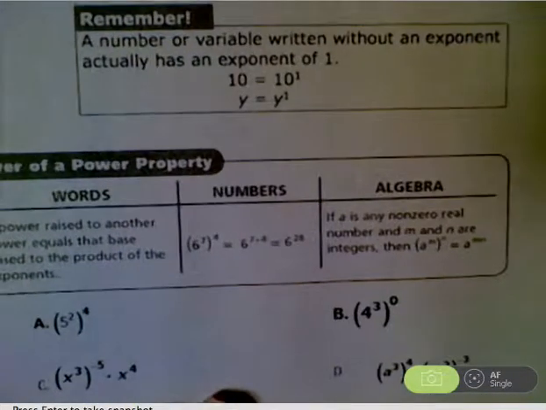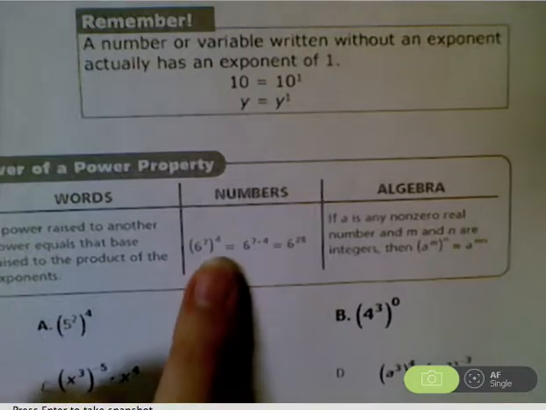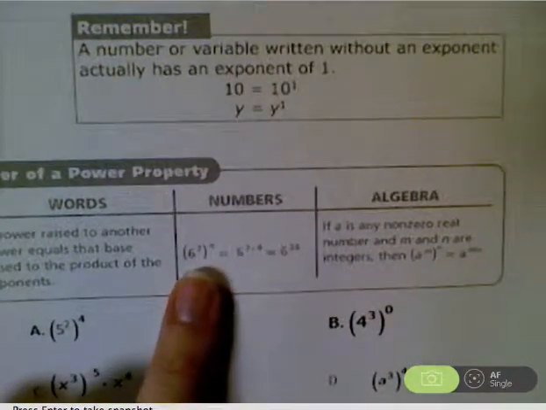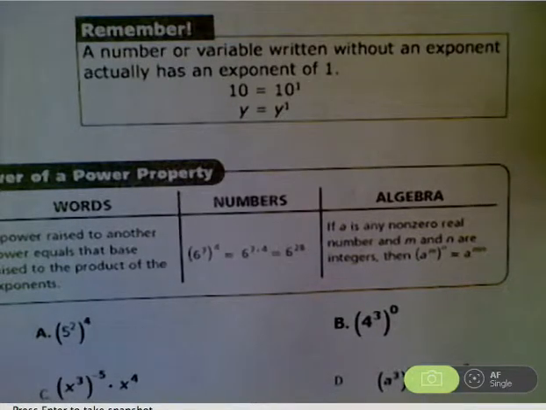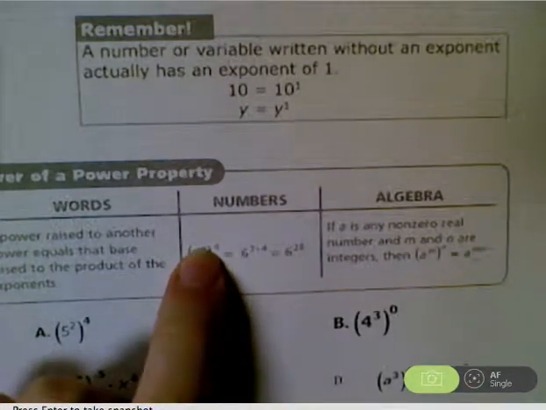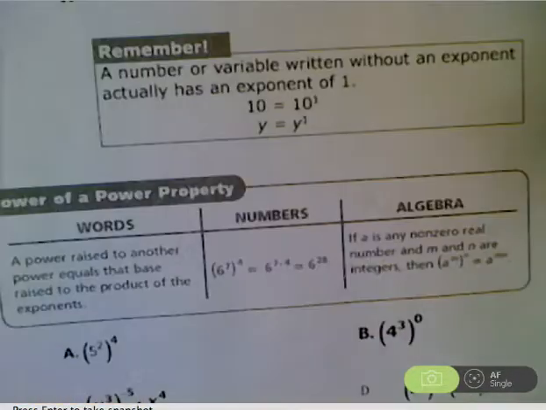The second property is called the power of a power property. In words, it says a power raised to another power equals that base raised to the product of the exponents. So when you have a power raised to another power, what we call a double power, okay, like in this example, 6 to the power of 7 to the power of 4, there's two exponents on that number. To simplify that, you can multiply those two exponents together. So in this example, 6 to the power of 7 to the power of 4 is equal to 6 to the power of 28 because 7 times 4 is 28.